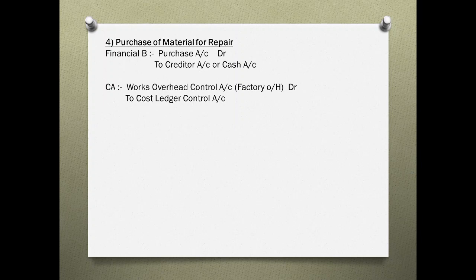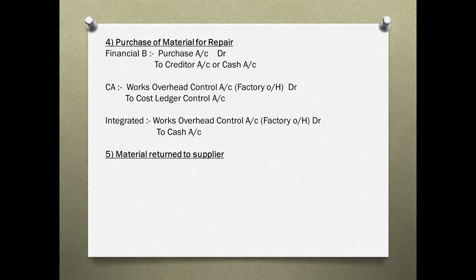To what? Cash and credit transactions are recorded through cost ledger control account. Combination of these two would be my integrated system. So work overhead control account debit to cash or creditor account. Clear? Next, material returned.